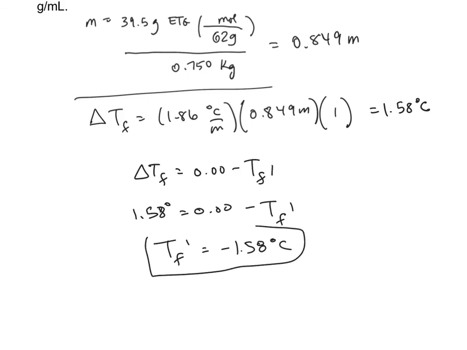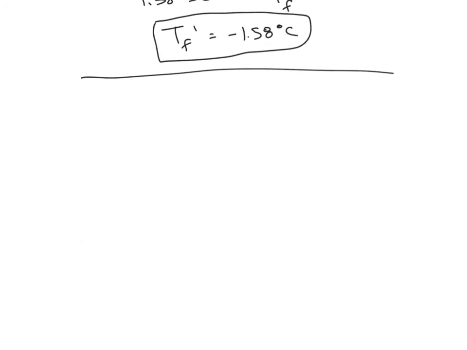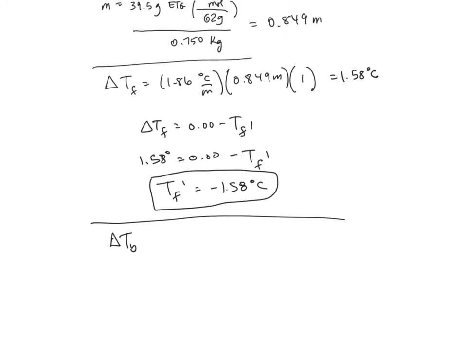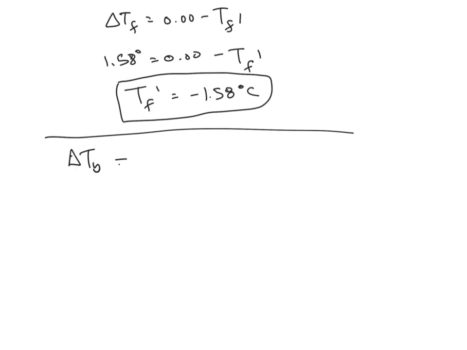All right, so relative to 0 degrees for the freezing point of pure water, it goes down about 1.5 degrees. If you increase your concentration, you could get a pretty dramatic effect there. Okay, and then you have delta Tb. And so for this, you've already got the molality. It's the same molality, which was the 0.849. This time you're going to use the boiling point elevation constant, which is 0.52, and that'll be degrees C per molal.